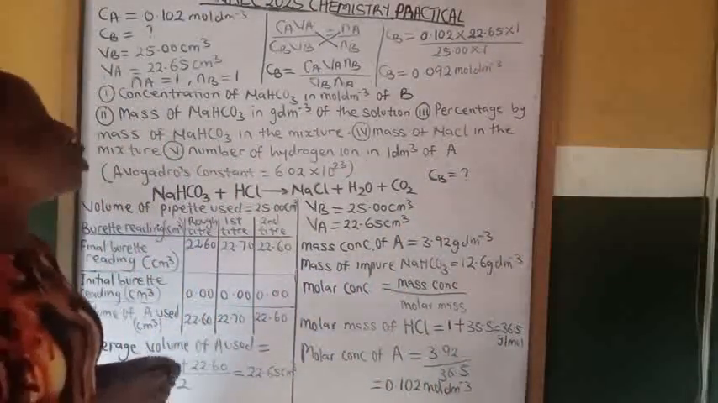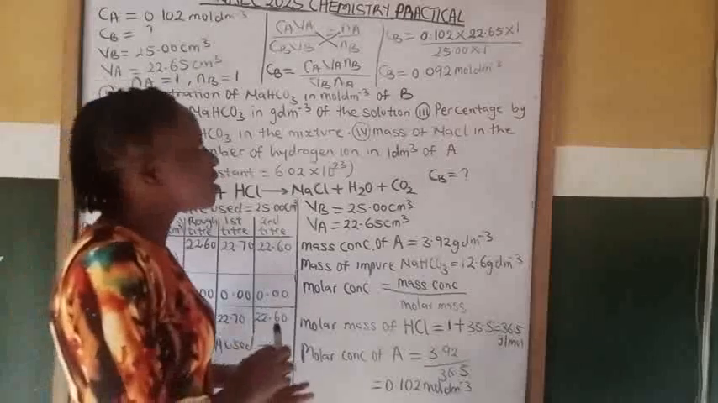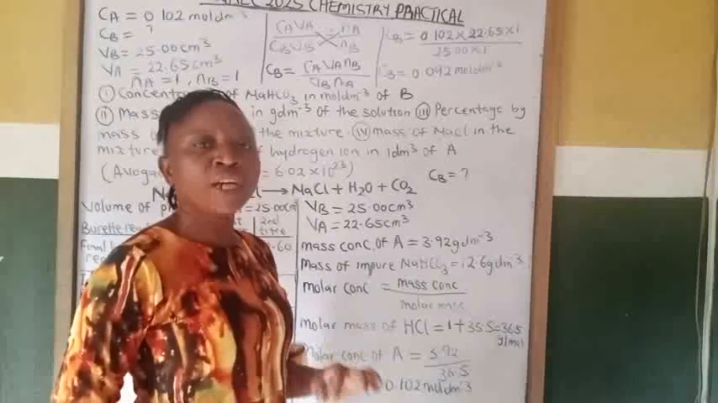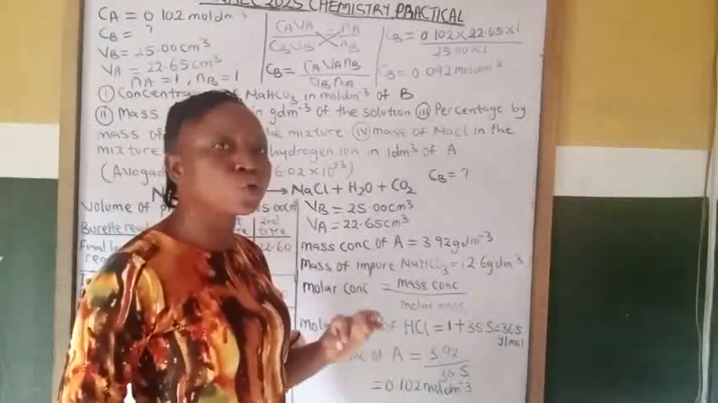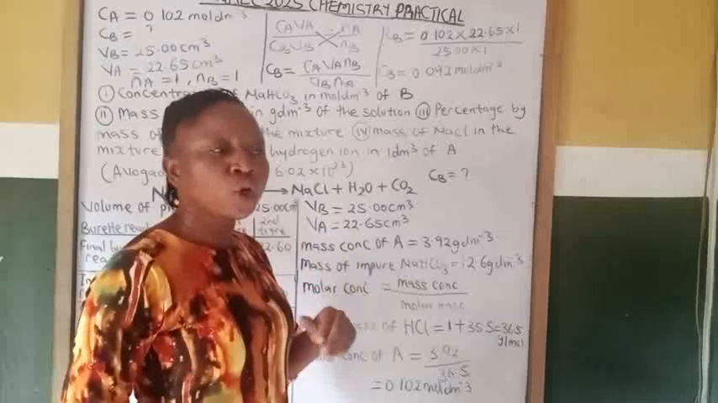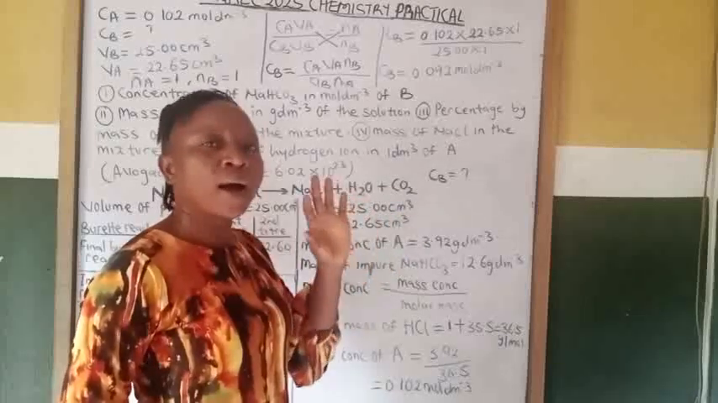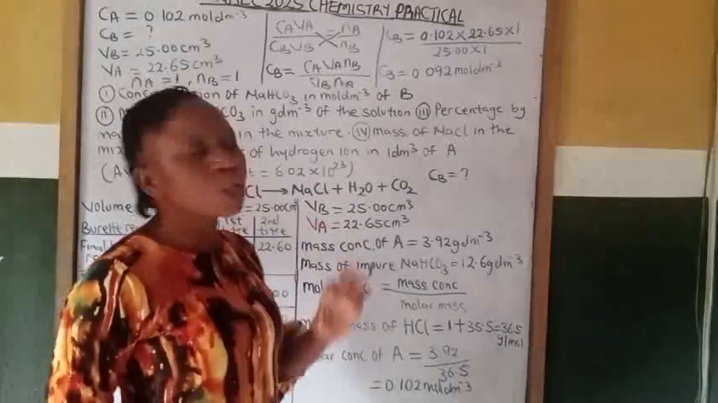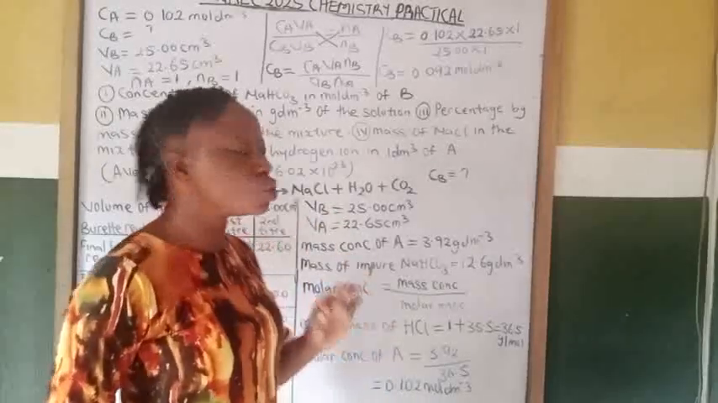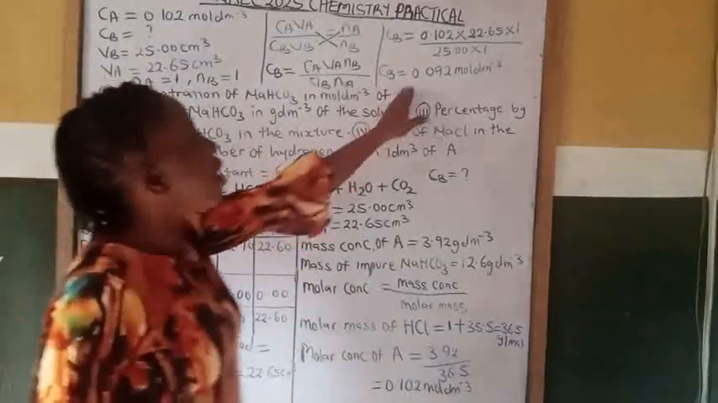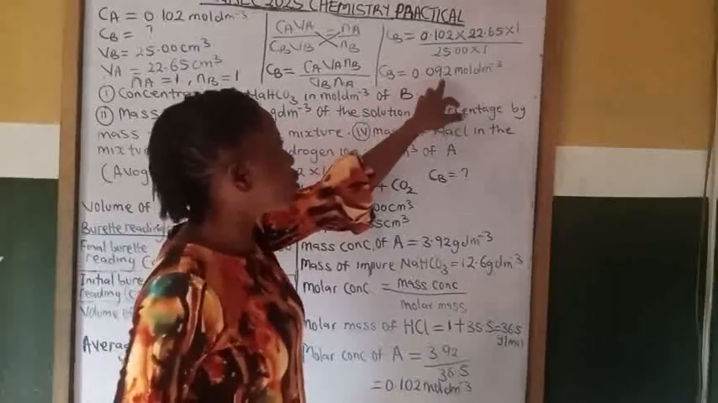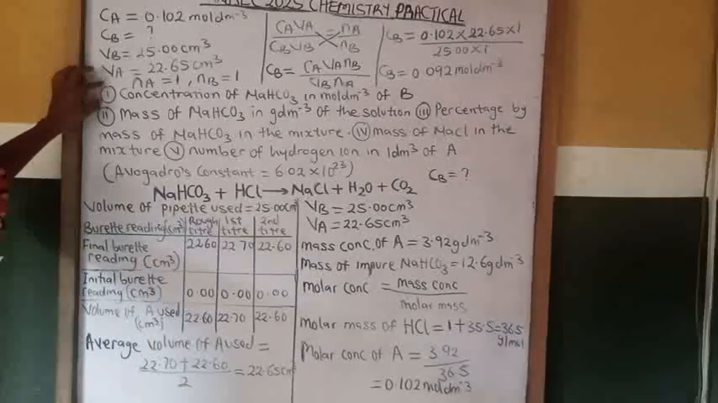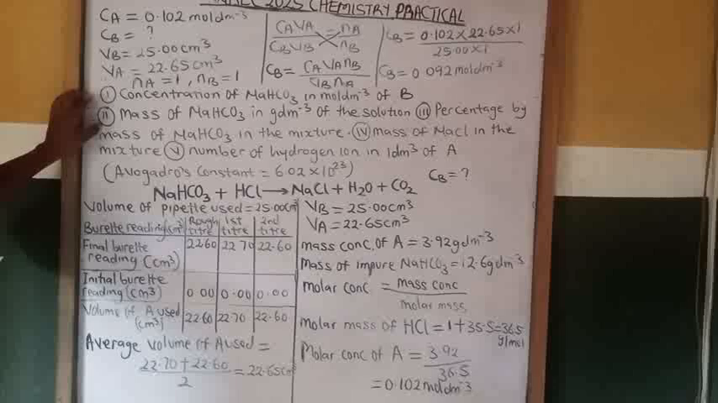Make sure that your molar concentration is in 2 to 3 significant figures. If the values that you have are more than 3 significant figures, use 3 significant figures. If they are not up to 3 significant figures, you can use 2 significant figures. So my molar concentration of B is now 0.092 mole per dm cube. So we have answered Roman figure 1. Let's move to Roman figure 2.